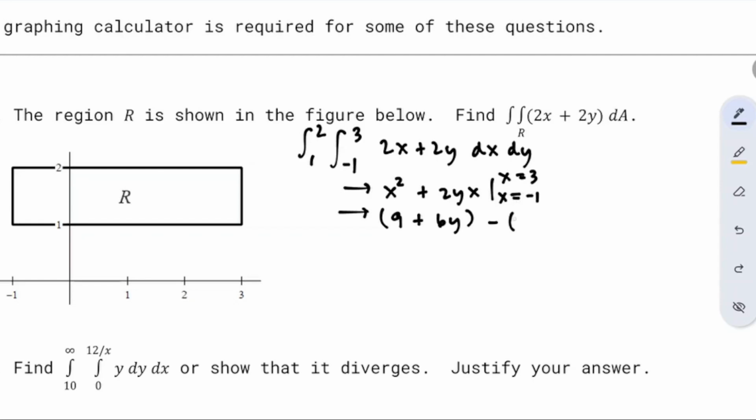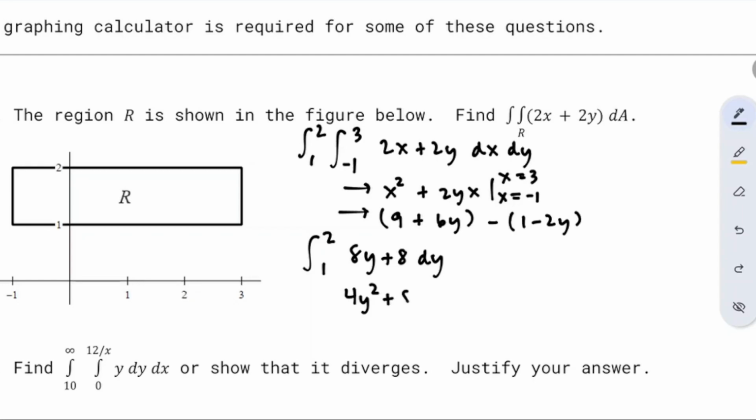Minus, when I plug in x equals -1, I square that, I get +1. Plus 2 times y times -1, that would be minus 2y. Alright, so 6y plus 2y is 8y, plus 8. So I'm integrating from 1 to 2, 8y plus 8 dy. And yeah, I do recognize a single integral that you could put through a calculator, but I'm just going to do these all by hand.